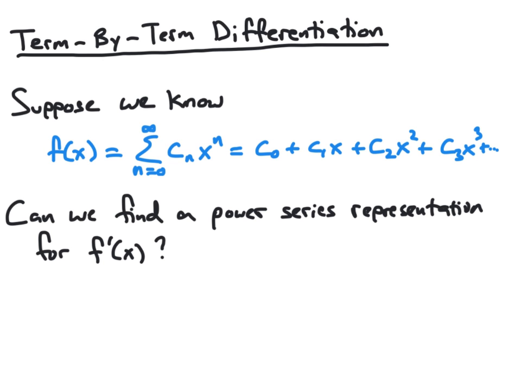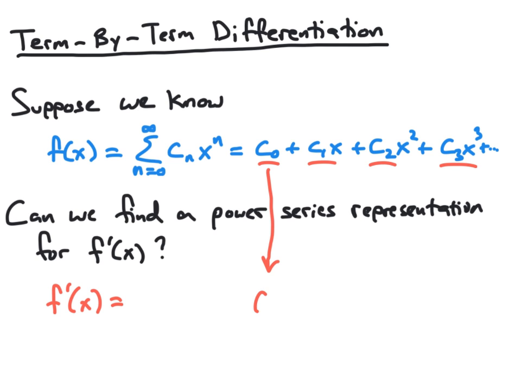We can then ask whether it's possible to use this power series representation for f of x to find a power series that represents the derivative of our function, f prime of x. Intuitively, we could proceed as follows. We know that f of x is equal to this power series, which is essentially an infinite polynomial. And we know that polynomials are easily differentiated. We can just look at each of the terms in our polynomial and differentiate each of them using the power rule. And so if we did that here, we could differentiate each of these terms term by term.